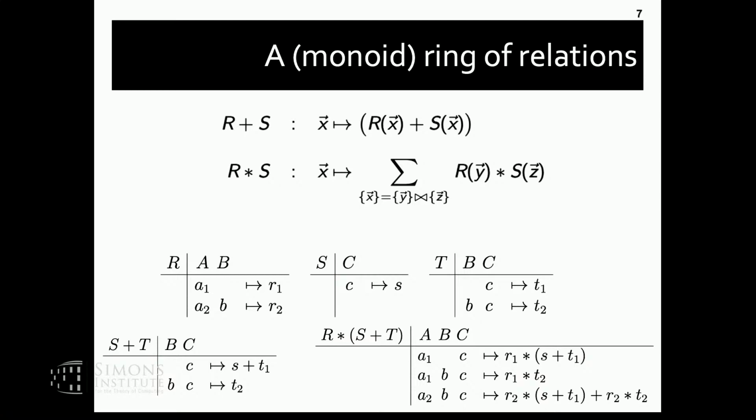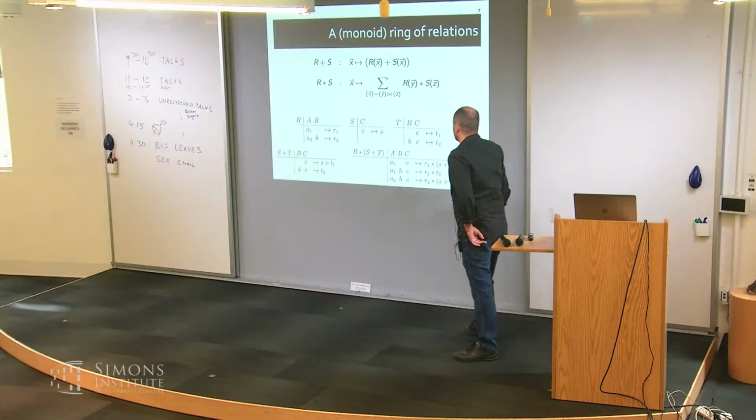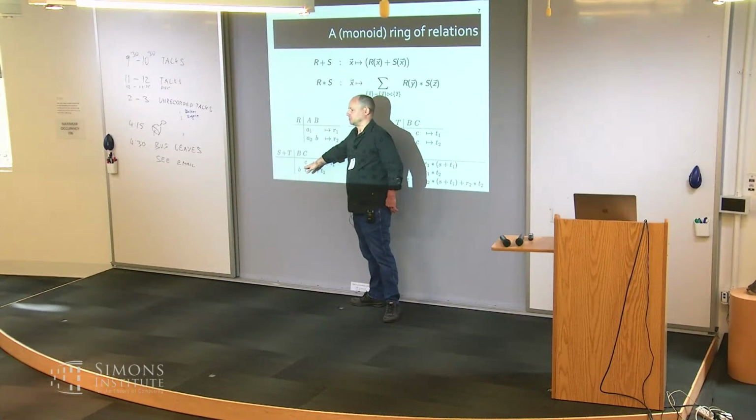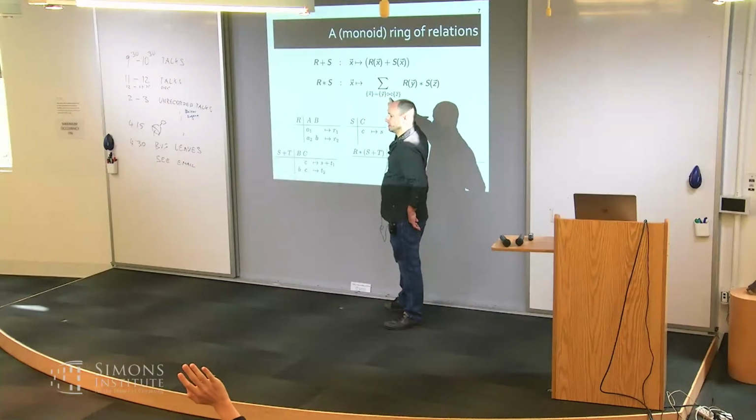Sorry, why did it join with the first row of S plus T? In this case, it's like a relational product operation, right? They don't overlap in schema. It's like a natural join, so to say. Yeah, it's a natural join.